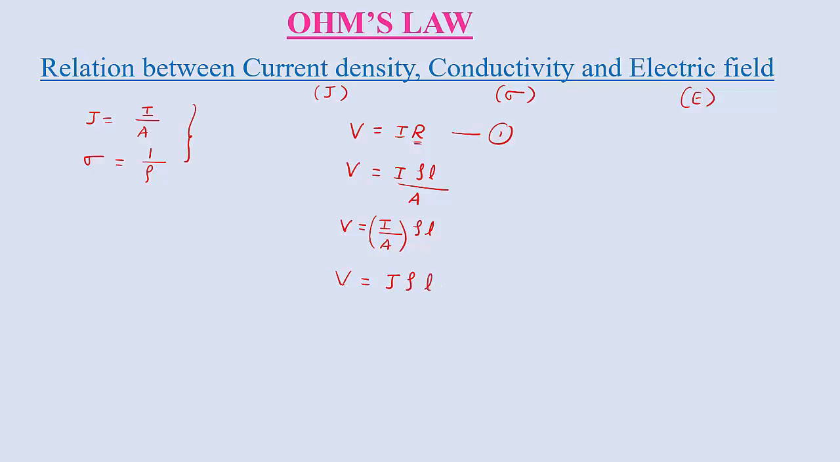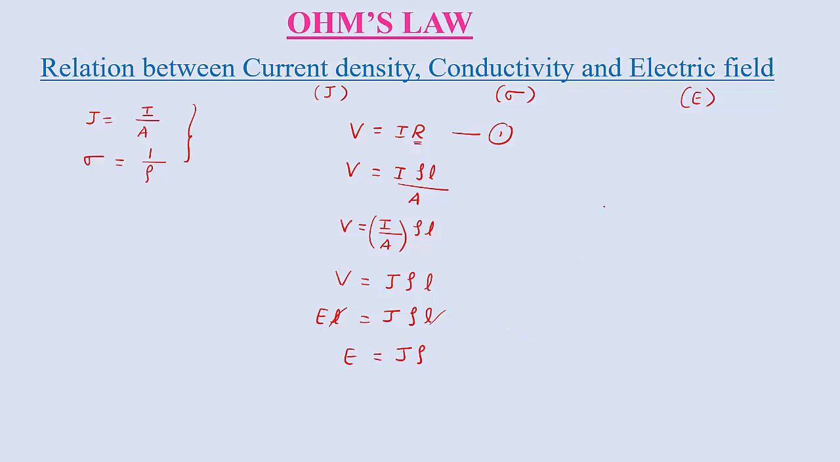So what does V indicate? V is potential difference. Potential difference means electric field across the ends of the conductor having length L. So in place of potential difference, we can write E into L. E indicates electric field and L indicates the length of the given conductor. Equal to J rho into L, keep as it is. Here L will get cancelled, so the remaining equation is E equal to J into rho.